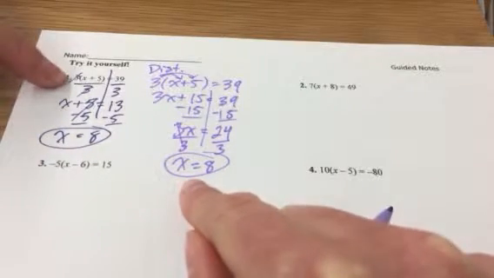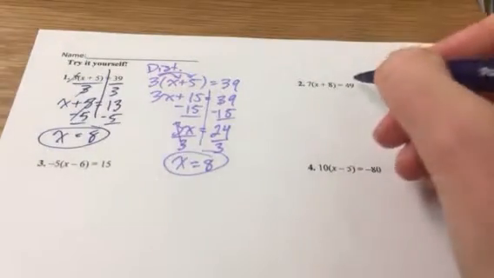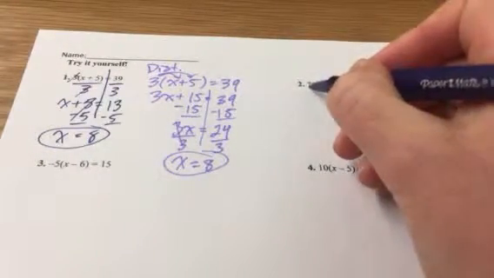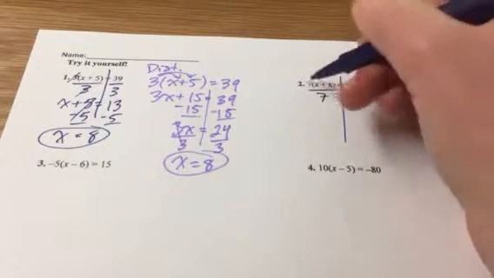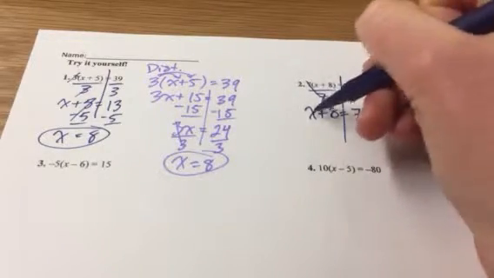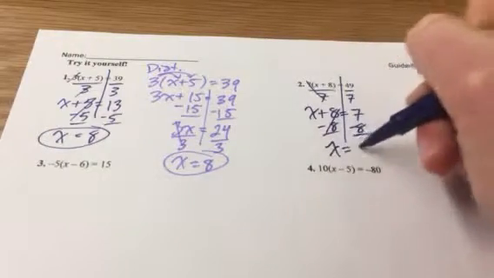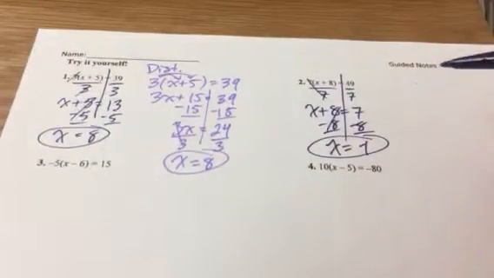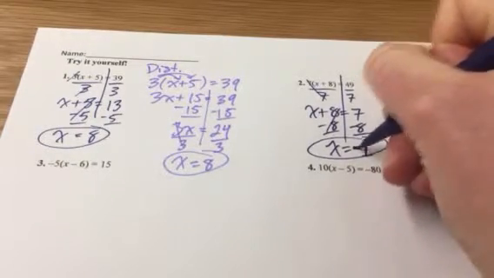I think this is easier to just divide right off the bat, especially if this answer over here is divisible by whatever that front number is. So I'm going to divide both sides by 7. I get x plus 8 is equal to 7. Subtract 8 from both sides. X equals negative 1. So that's a negative 1.